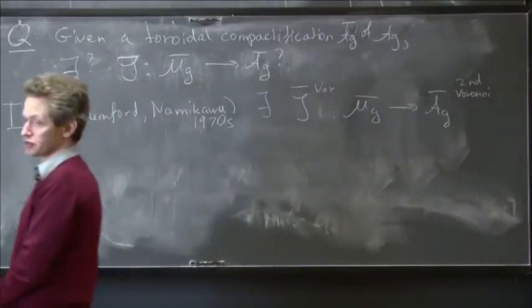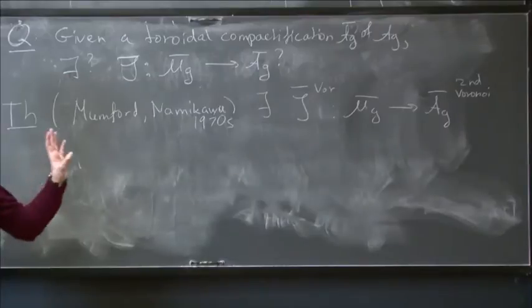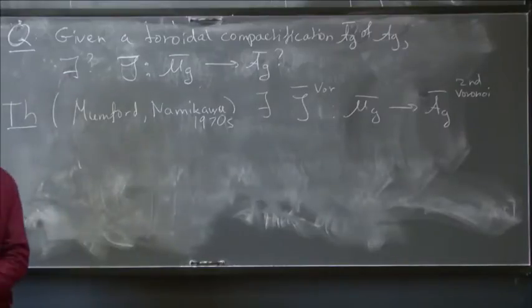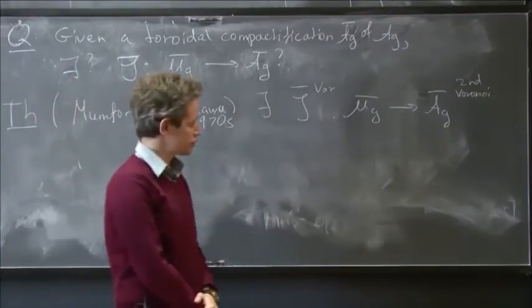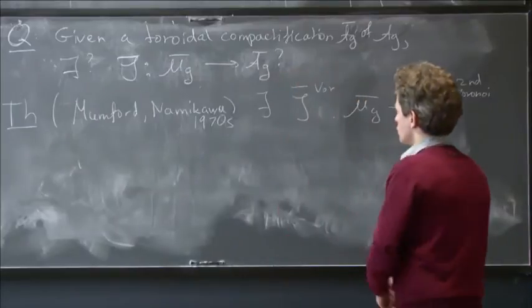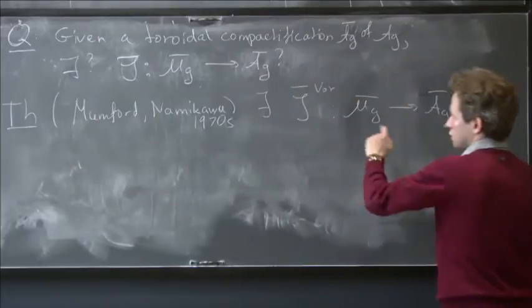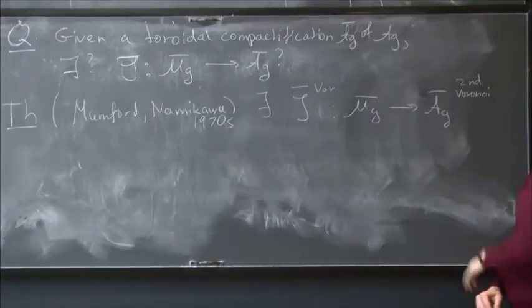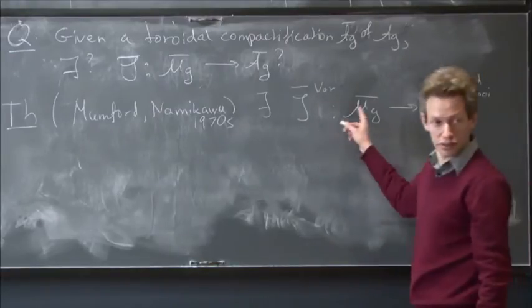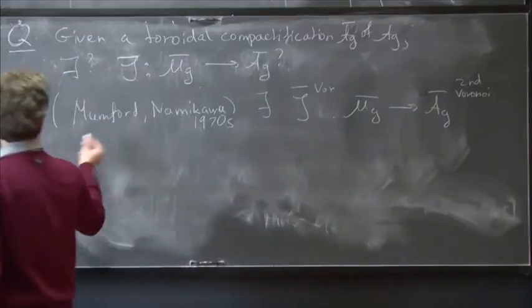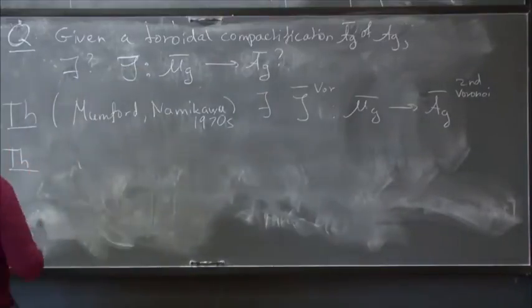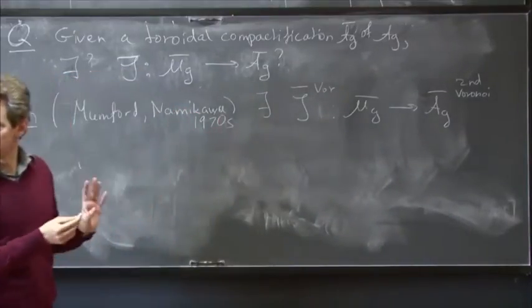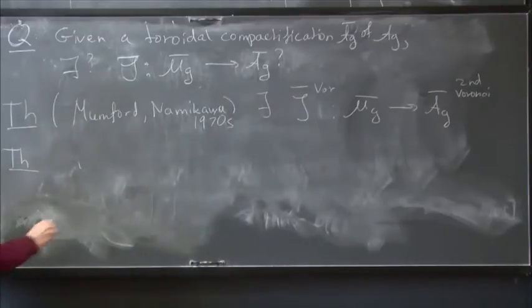It's a name for some toroidal compactification. It's just a name. I won't be able to tell you very well right now what it is. I will try to give you some idea in a few minutes. But the statement is that this Torelli map extends. If I take the second Voronoi toroidal compactification, there is an extension of this map. And this was in the 1970s, and you could do it more complex analytically, if you wish.